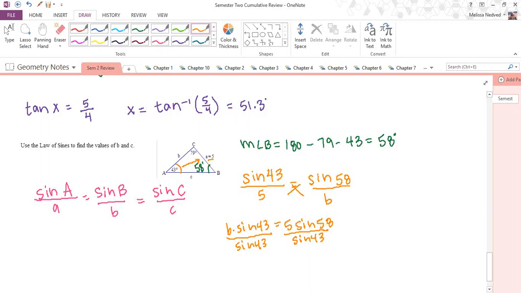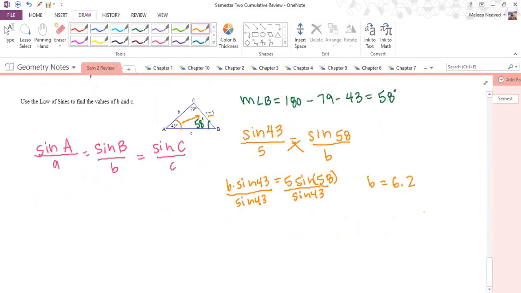Depending on the calculator you use, you may have to close a parenthesis here after the 58. That's a common mistake that I see, is if your calculator automatically opens a parenthesis, especially if you have a handheld calculator, make sure you close that parenthesis before you put your divide by sine of 43. And if you do that and you get it correctly in your calculator, you should get B equal to about 6.2. Again, if you're not getting that, let me know ASAP and I will help you with that.